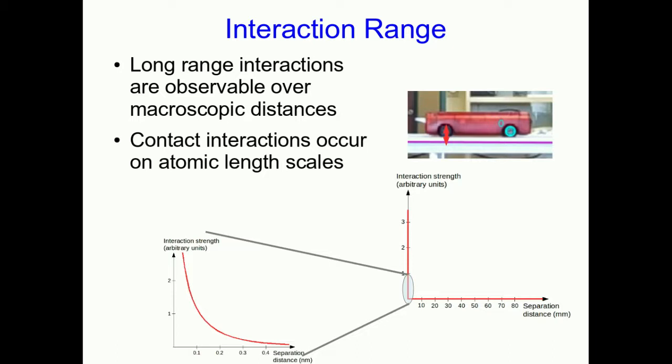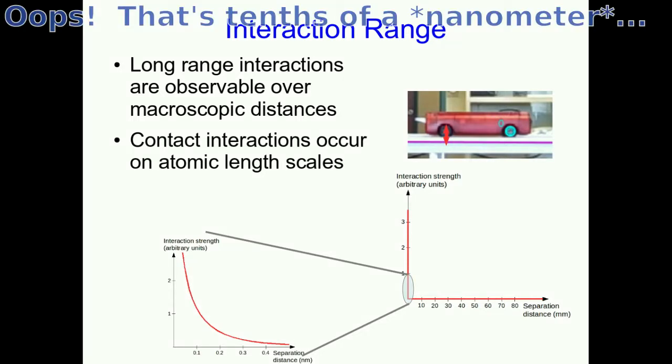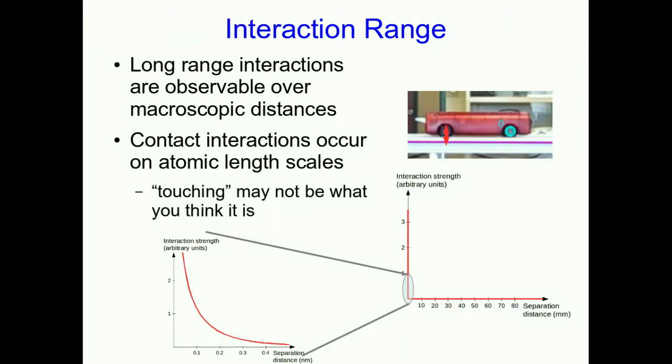But the interaction range is only a few tenths of a millimeter. This explains for us later on why contact interactions can have almost any strength. If you press down on the cart, you are in fact pressing the wheel closer to the track by a few tenths of a millimeter, and the interaction gains strength. So this is telling you that touching may not quite be what you think it is.